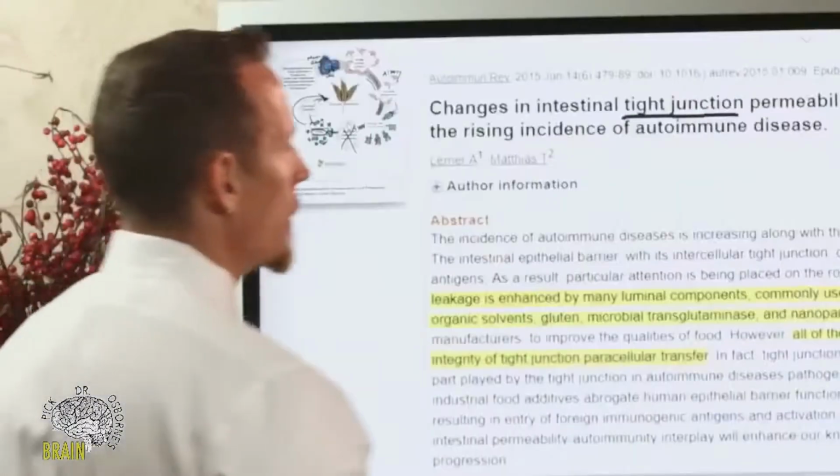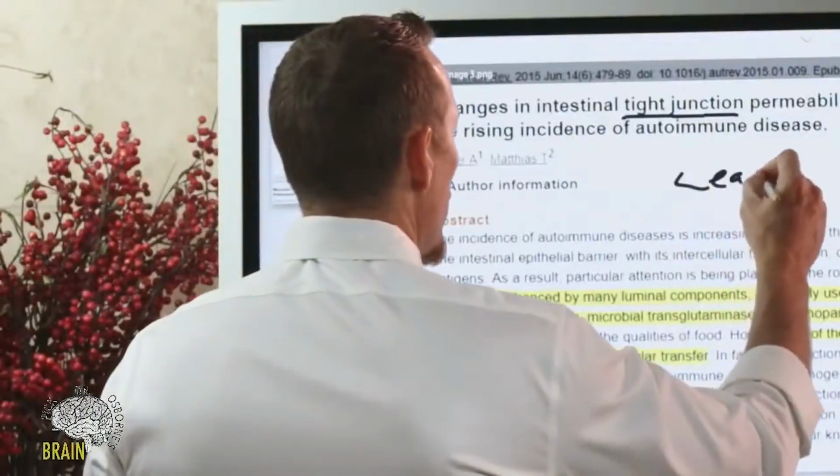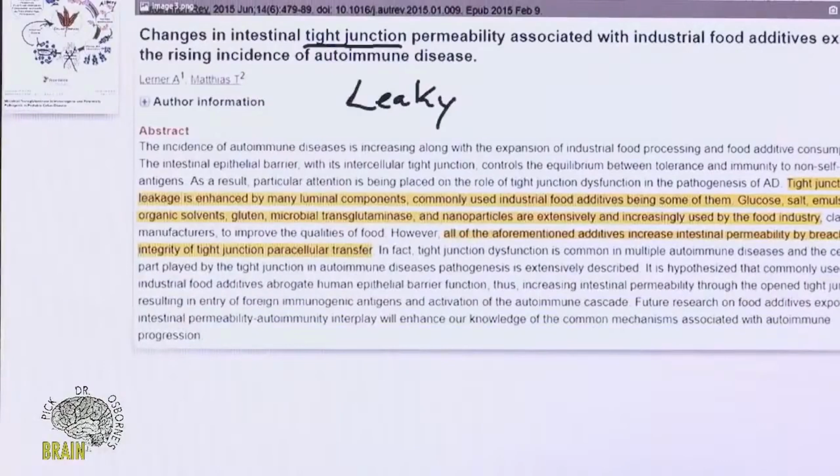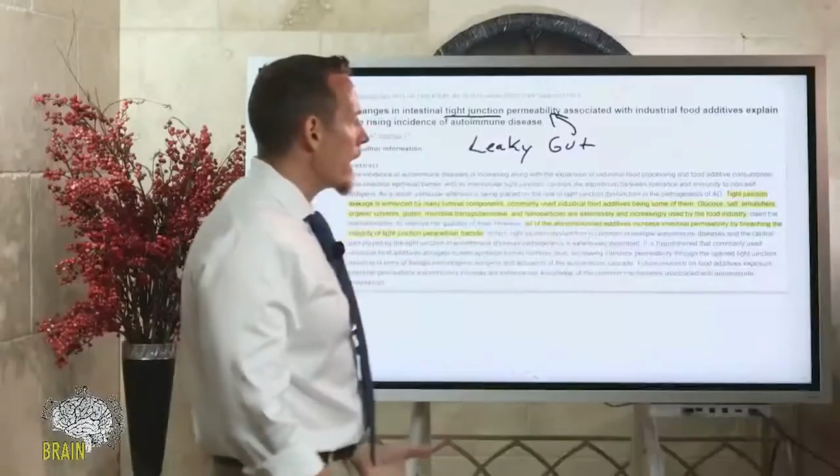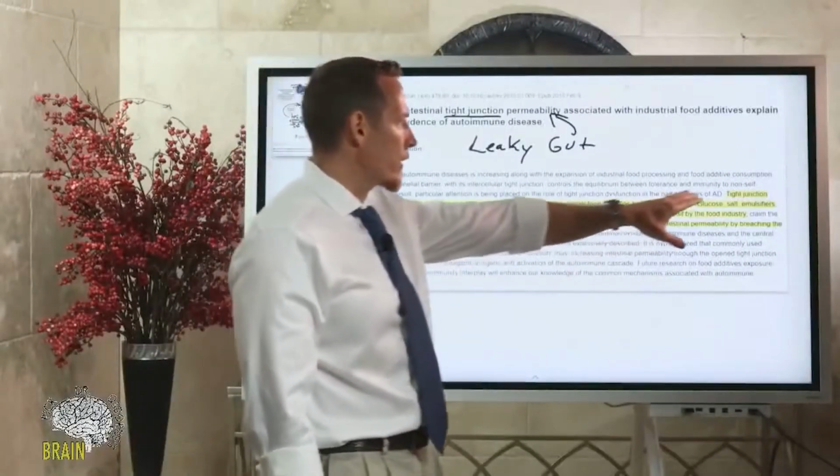Remember, what causes autoimmune disease? For most people, the primary precursor to autoimmune disease is leaky gut. So again, that's that permeability, right? Intestinal permeability or hyperpermeability. So these food additives, okay, alter or change tight junctions. So you can see what I've got highlighted here.